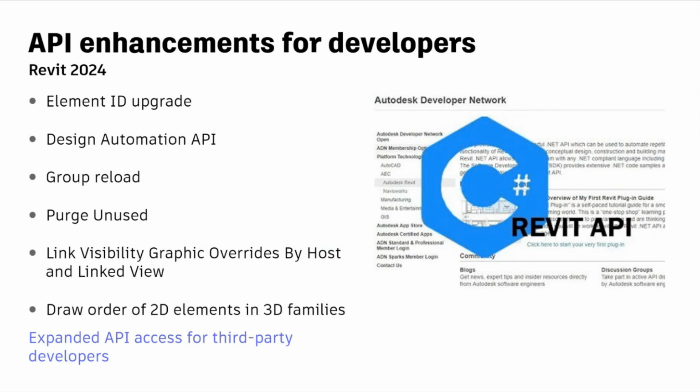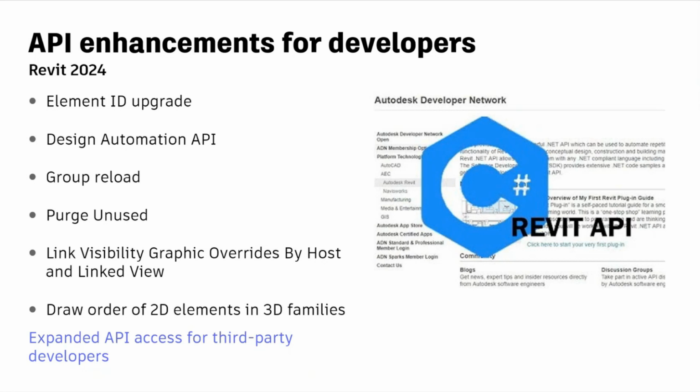Customers can also work on more complex Revit models, since the Element ID range is now upgraded from 32-bit to 64-bit. So you can access a class of Revit group reload method options.